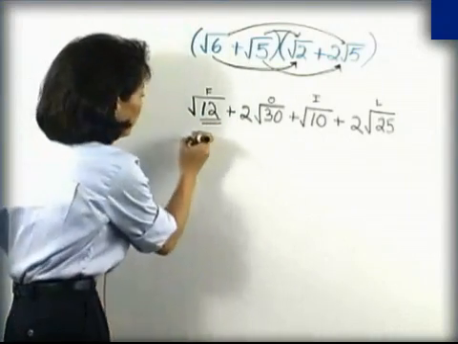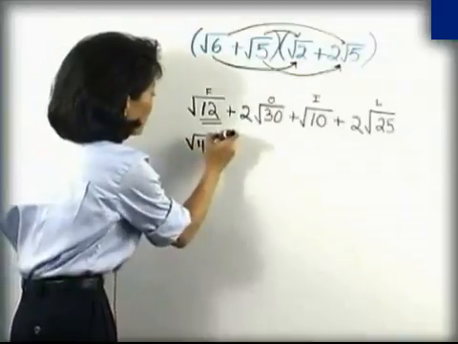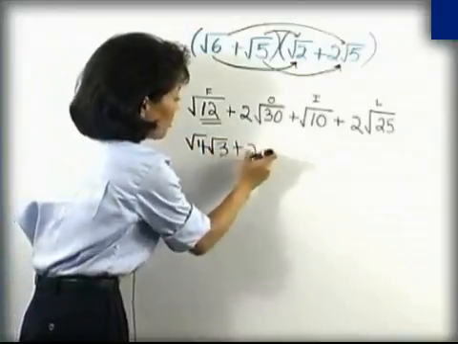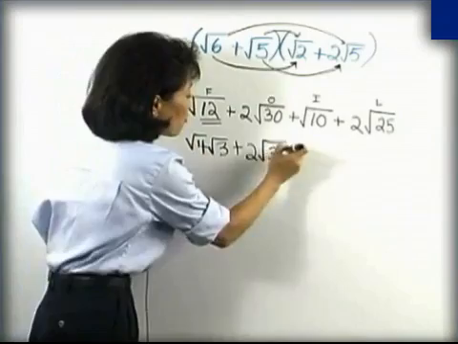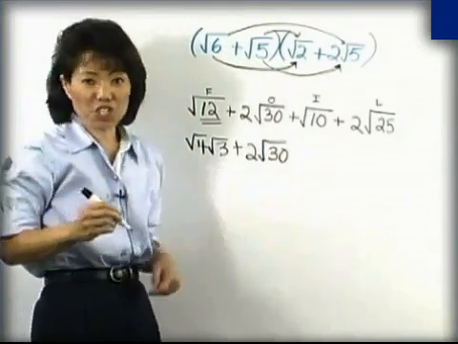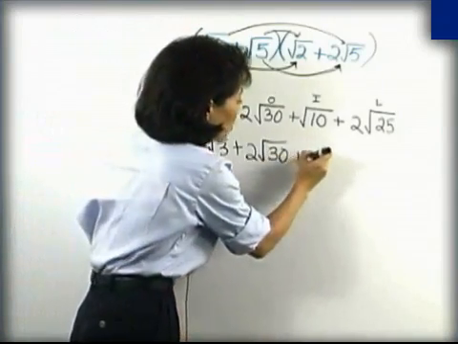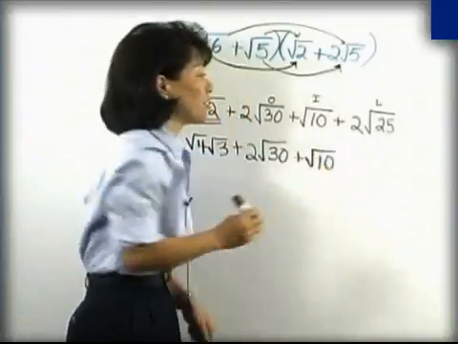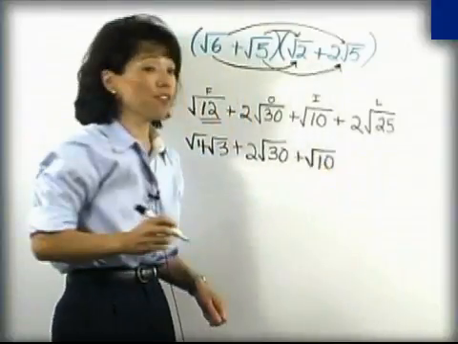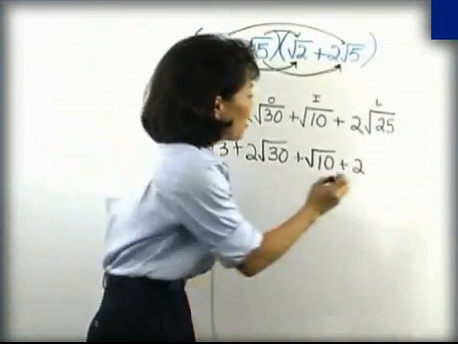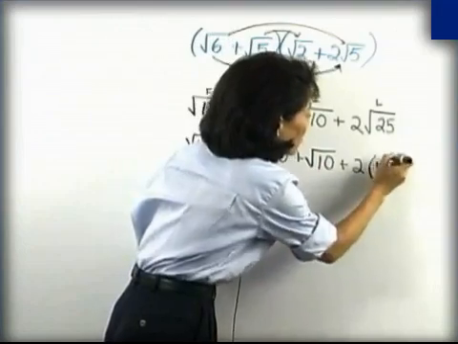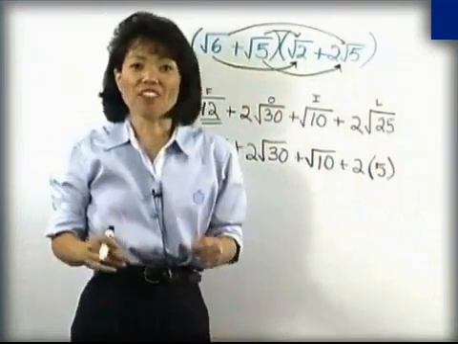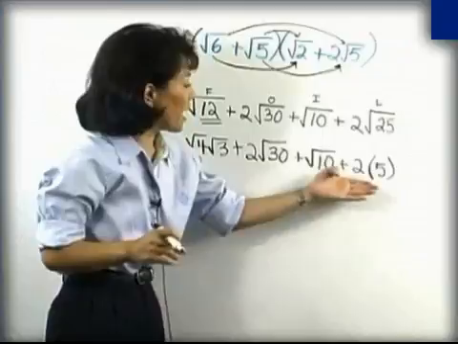In fact, 12 is 4 times 3. 30, no factors that are perfect squares, so we leave that second term alone. The square root of 10, no factors that are perfect squares, so we leave that alone. And at the end down here, I see the square root of 25. That's a perfect square, so we're going to replace that simply with 5. Our last step then is to do the multiplication.